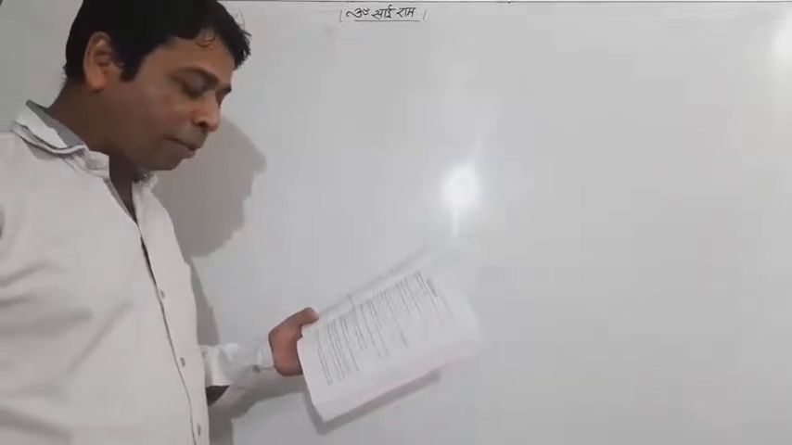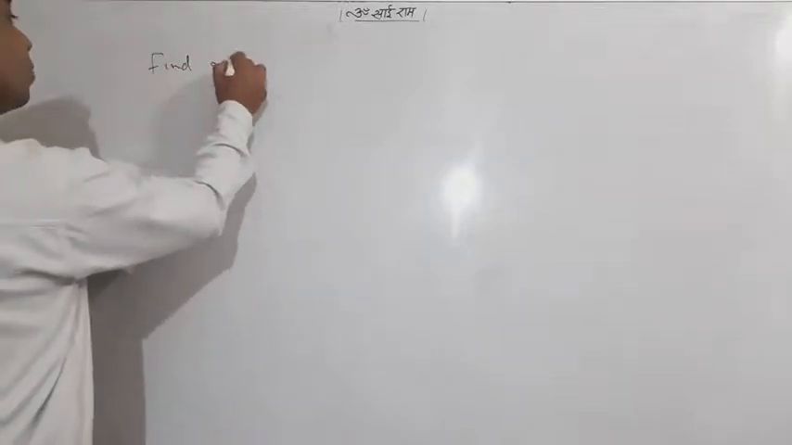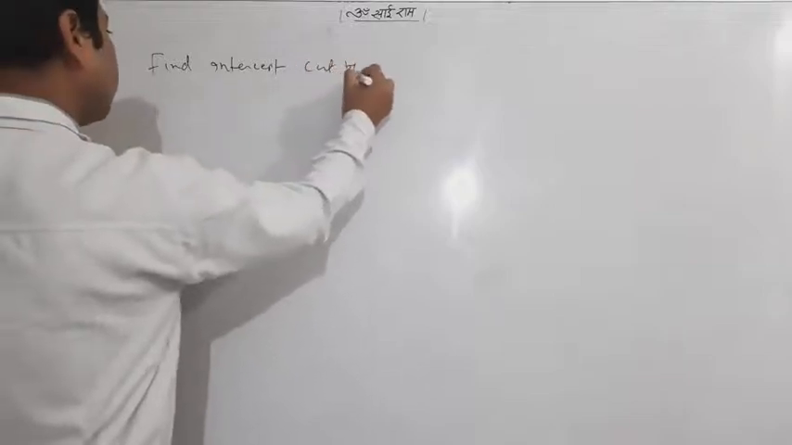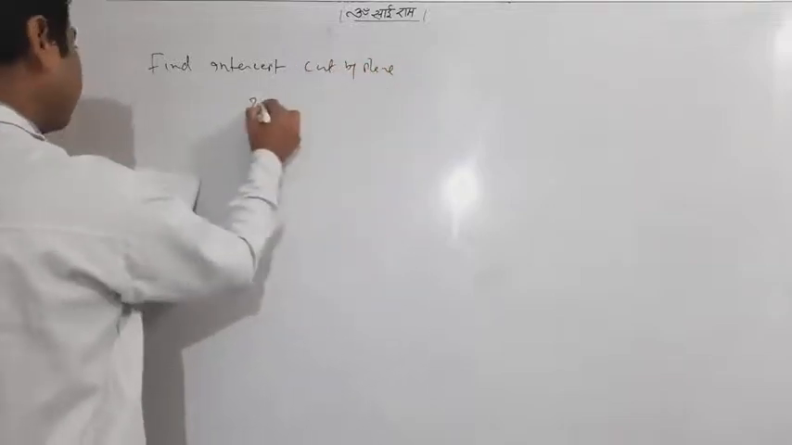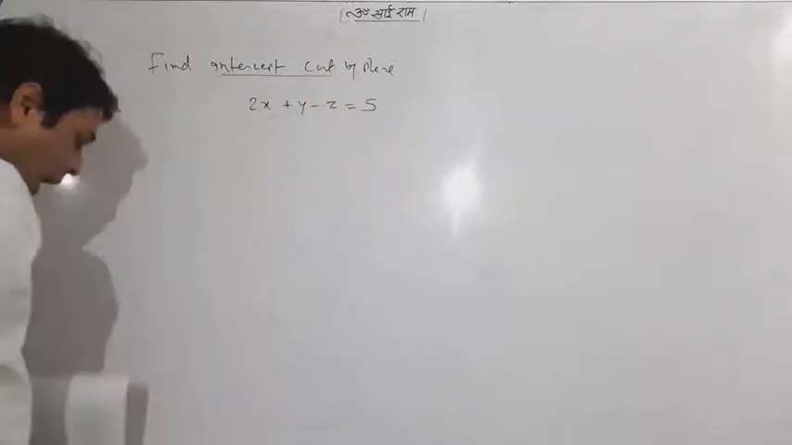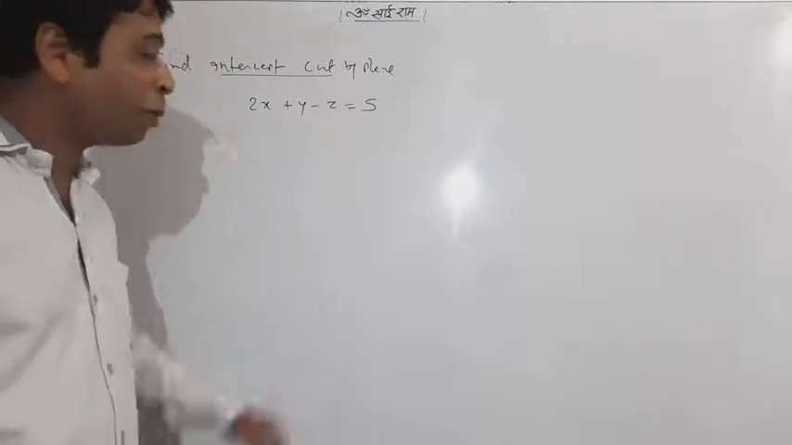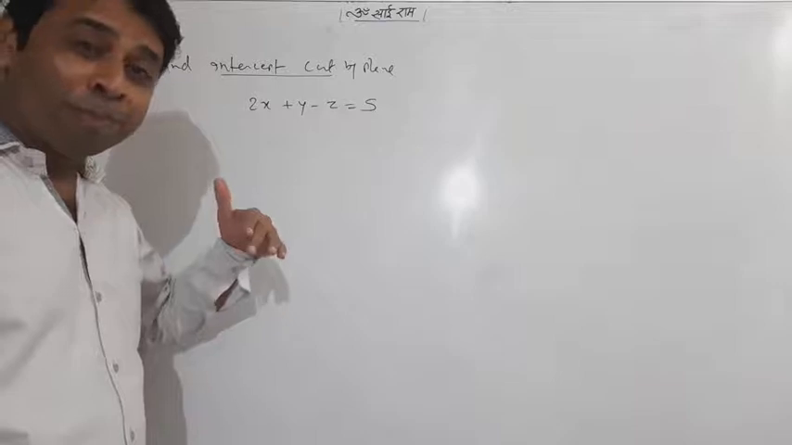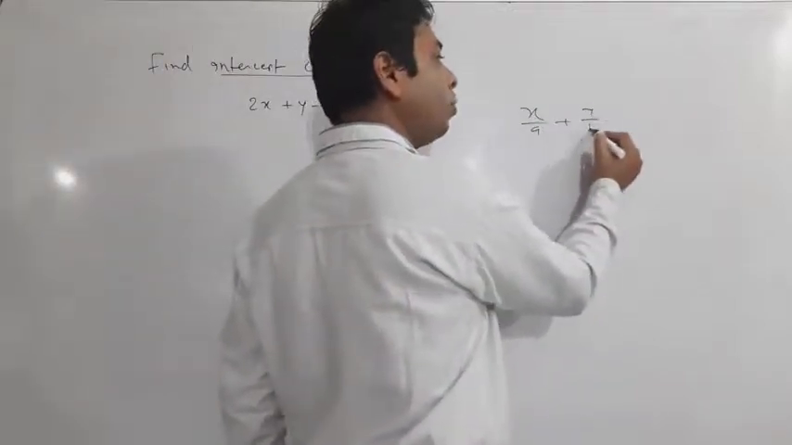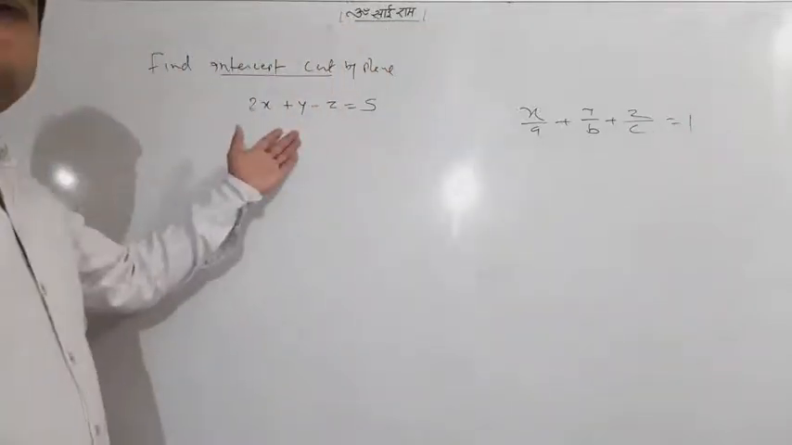Find the intercepts cut by the plane 2x plus y minus z equals 5 on the axes. Do you remember this particular question? How can we find the intercepts cut by the plane on the axes? You have to convert your plane into the intercept form. What is the intercept form? x upon a plus y upon b plus z upon c equal to 1. So you convert to this particular intercept form.